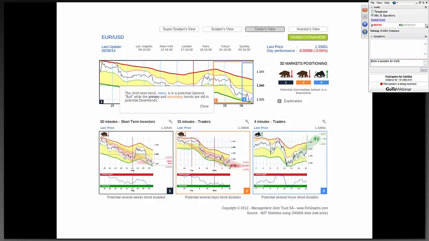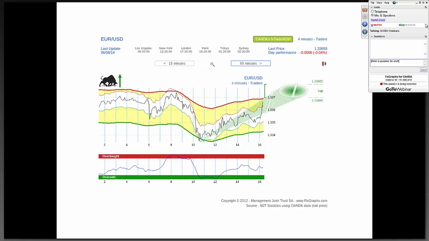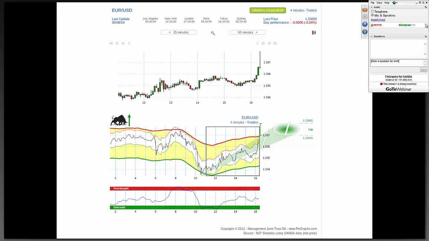Finally, if we go back to our trader's view of the Euro US dollar, and we zoom in on the chart, I'm not quite sure your system is following, but now it is. So if we go back to a trader's view of the euro and zoom on to the 4-minute chart, you could press on the zoom and get the 4-minute charts. And if you see here, you have a candle button. And if you press on the candle button, you could superimpose the candles with the FinGraphs analysis.